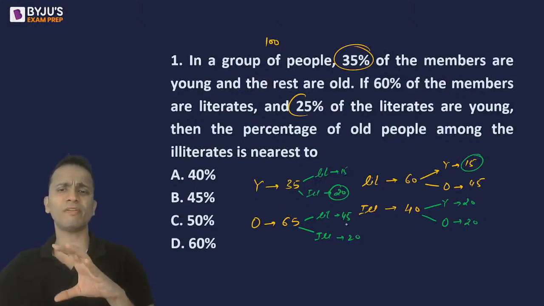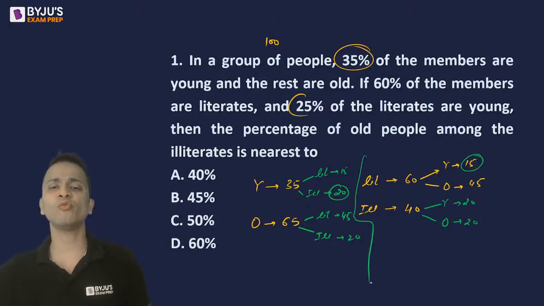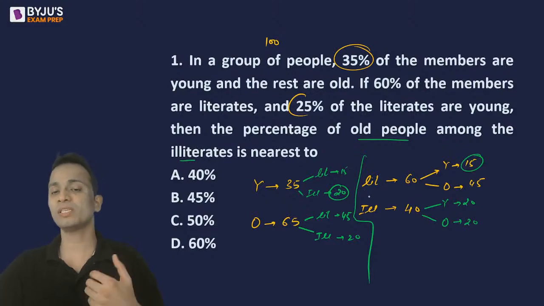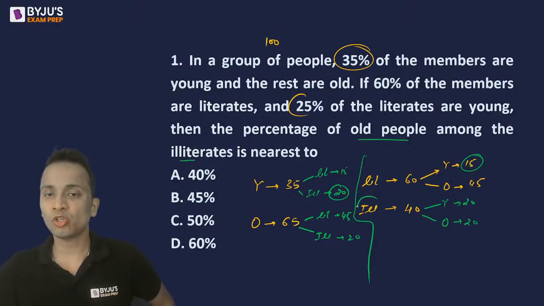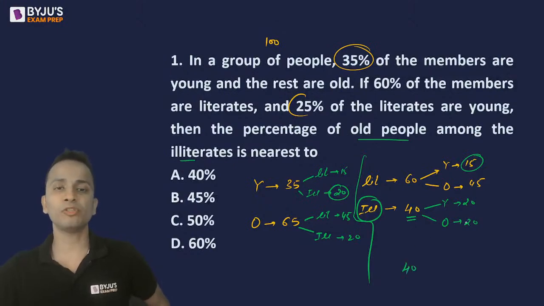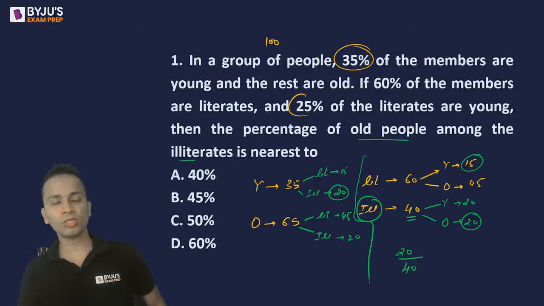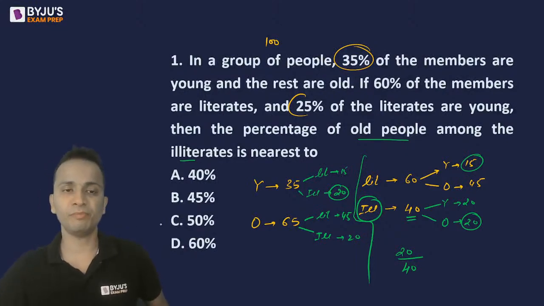Now using this, whatever I have done here, you will be able to solve every question in this case. So among the illiterates, what is the percentage of old people? The number of illiterates is 40. Old are 20. So 20 is what percentage of 40 is what they have asked. So the correct answer will be 50 percentage.